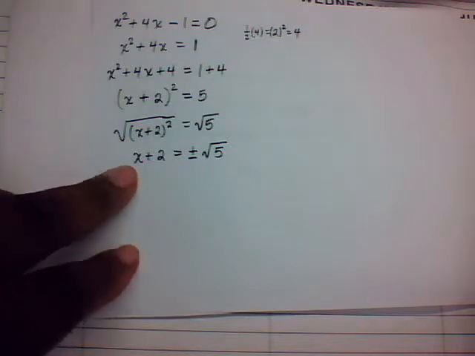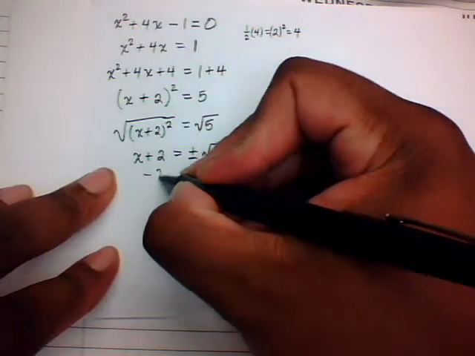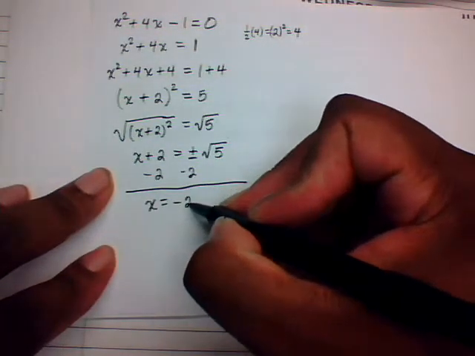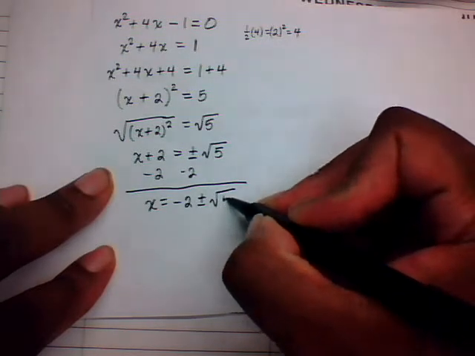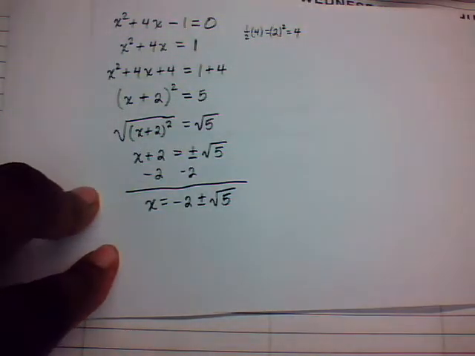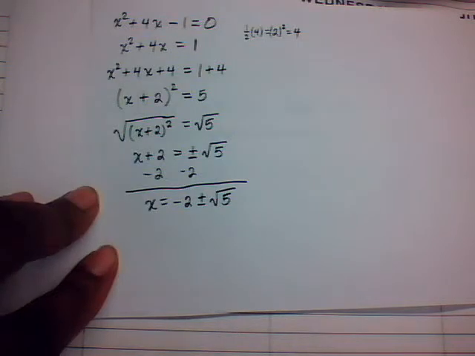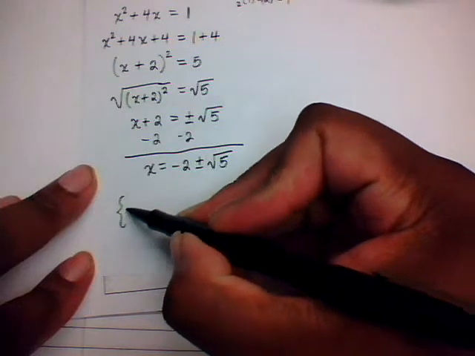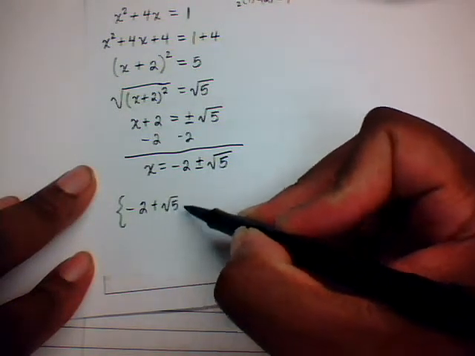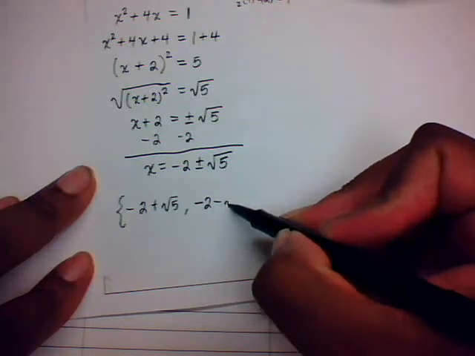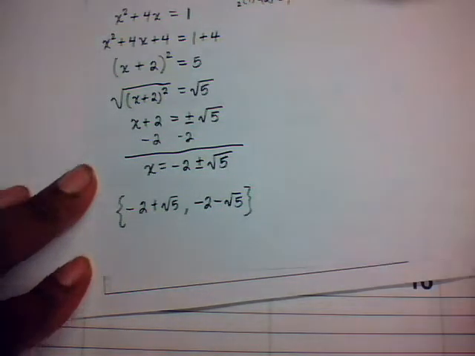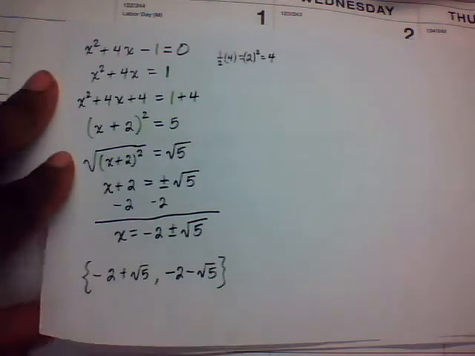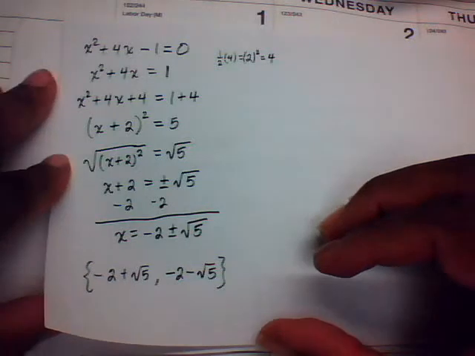Now we can get the x by itself. We're adding 2, so we need to subtract 2 on both sides. So that means x is equal to negative 2 plus or minus the square root of 5. And I believe we can leave it as is. Sometimes they may write this as negative 2 plus square root of 5, and then negative 2 minus the square root of 5. Okay? So that's how you'll solve a quadratic equation using the concept of completing the square.